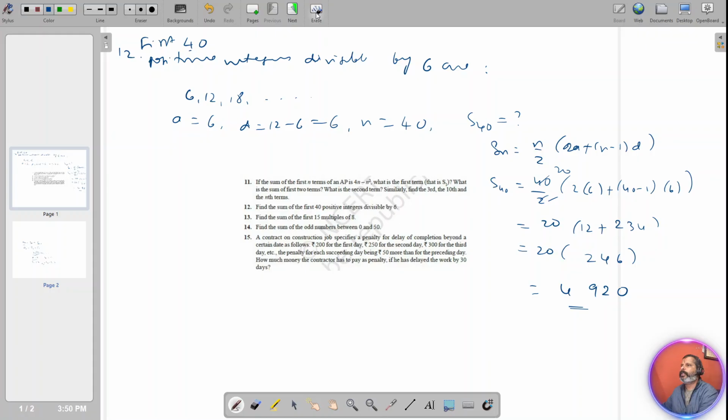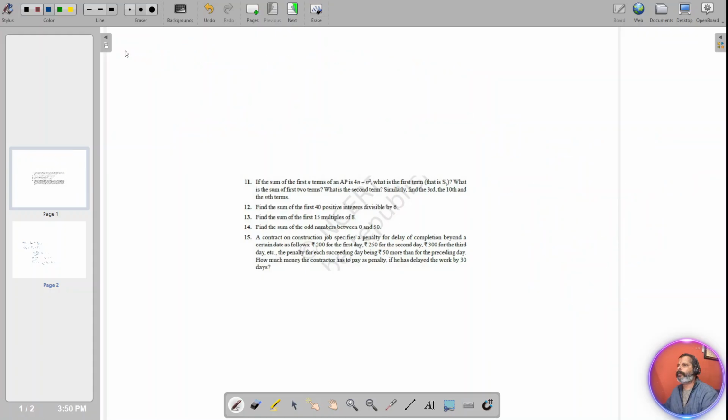13th one. Similar way. Find the sum of first 15 multiples of 8. It's a similar one. I'll give you the AP. I'll give the data, you calculate yourself, and I'll give the answer for that. Simple. Find the sum of first 15 multiples.